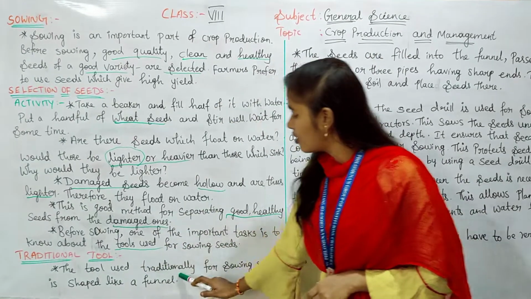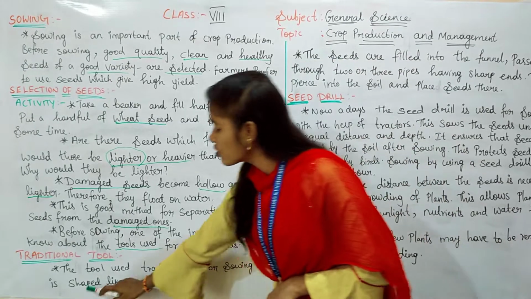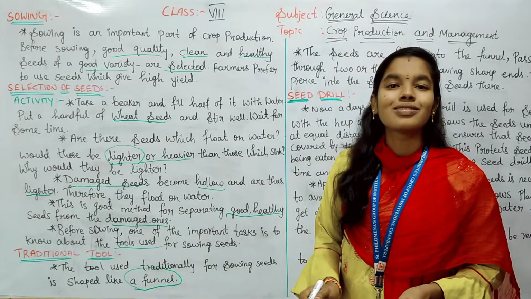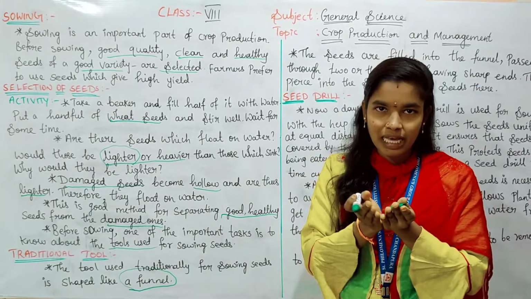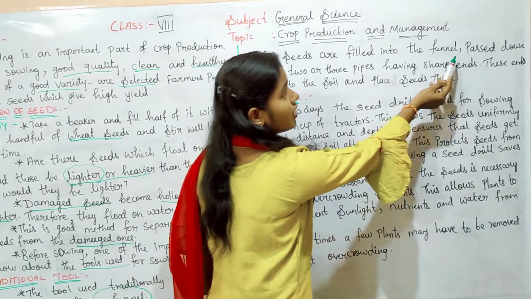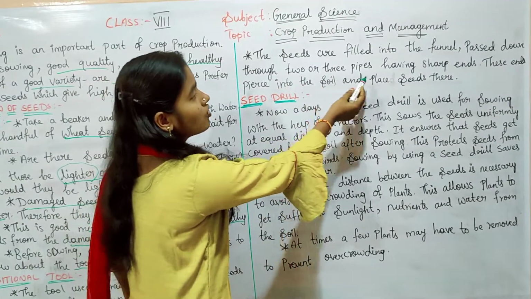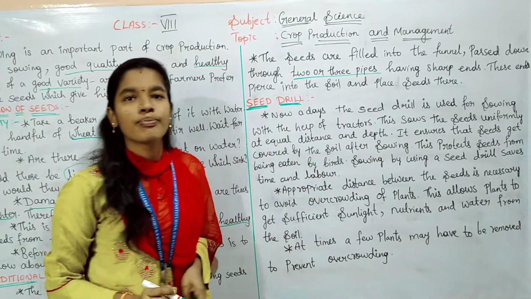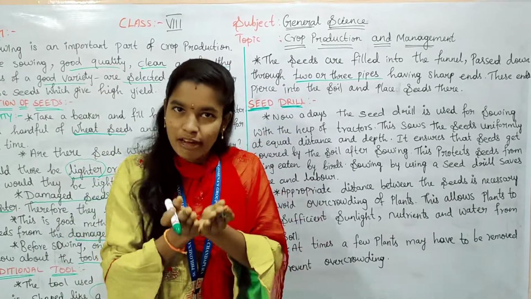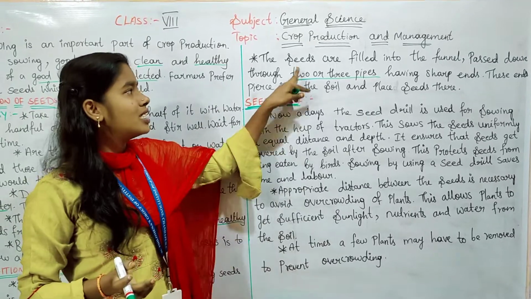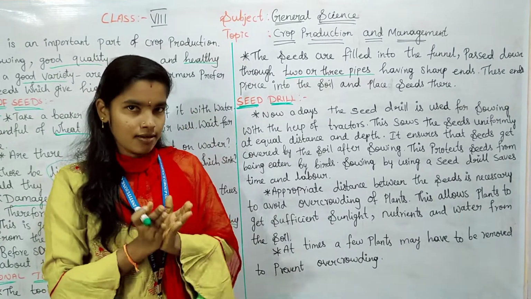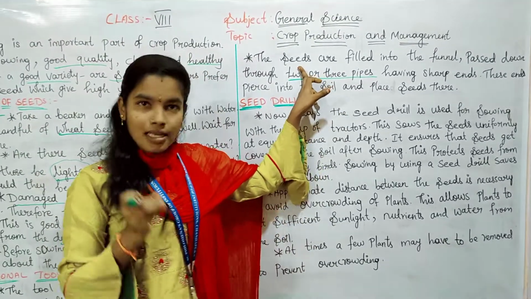The tool used traditionally for sowing seeds is shaped like a funnel. So traditionally we use a tool that is shaped like a funnel. That is the first point. The seeds are filled into the funnel. So the next step is that we have to fill the seeds into that funnel.